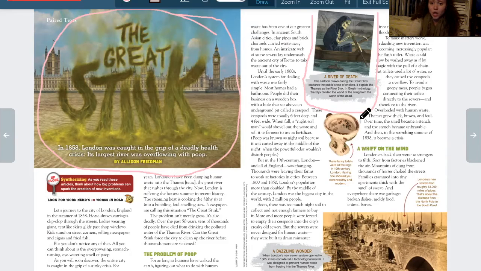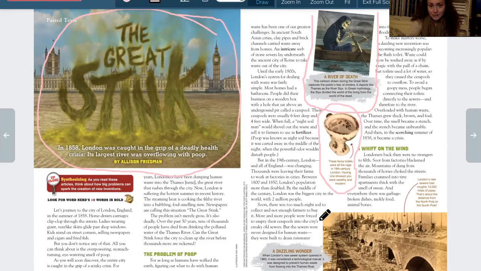Now here is another illustration right here. It looks like a toilet, and let's read our caption. These fancy toilets were all the rage in the 19th century London. Having a toilet showed that you were wealthy and modern. So that's telling me that they probably didn't have these in their homes. Now we all do. Sometimes we have more than one in our home. So if you even had one, you were very, very rich that you could afford to have one.